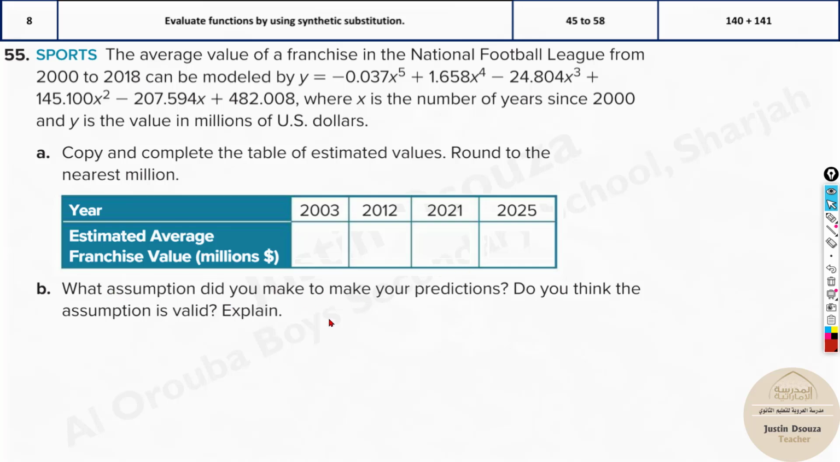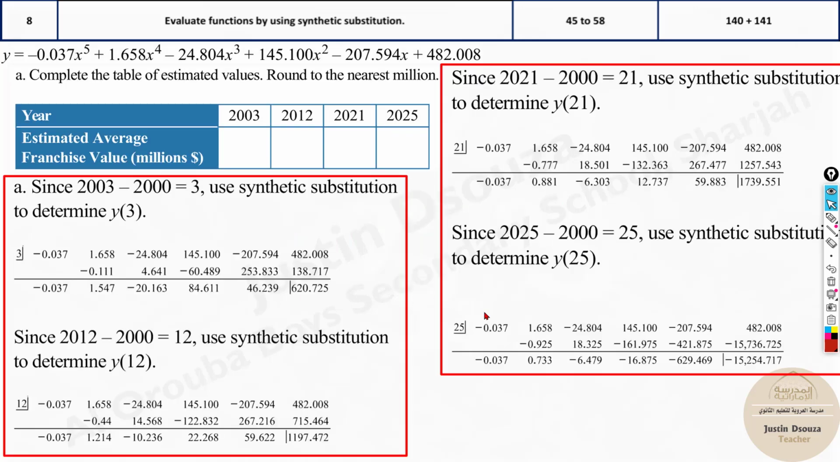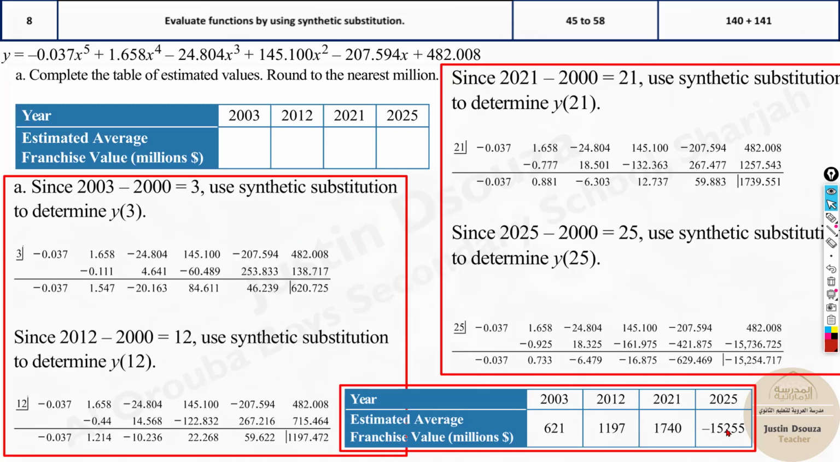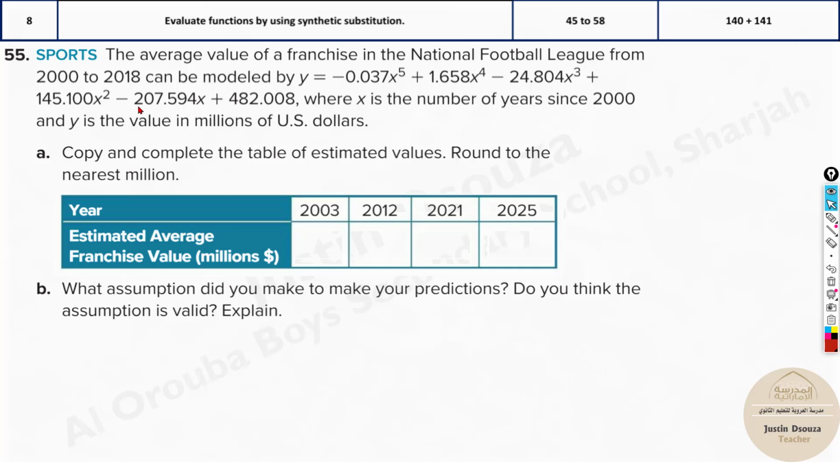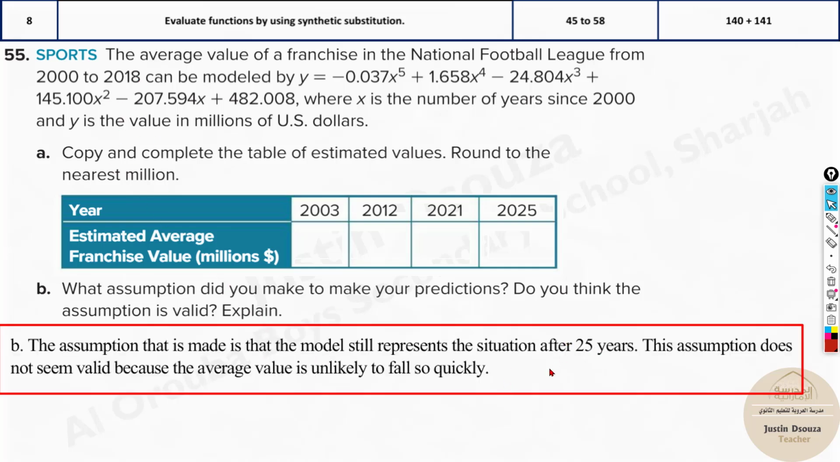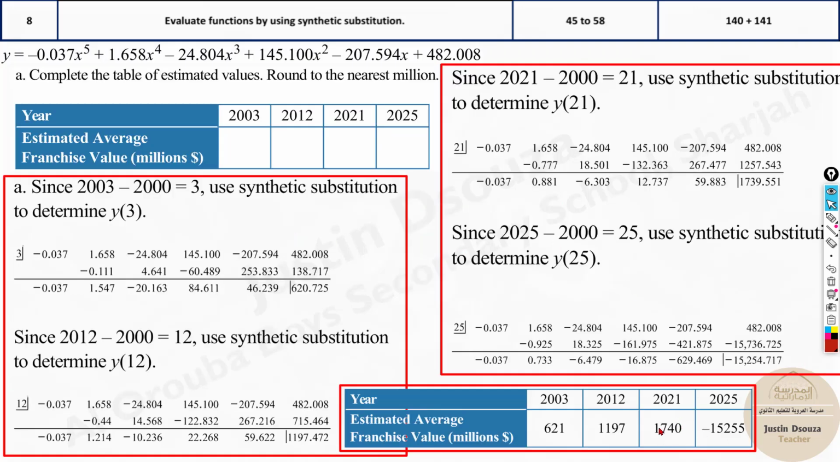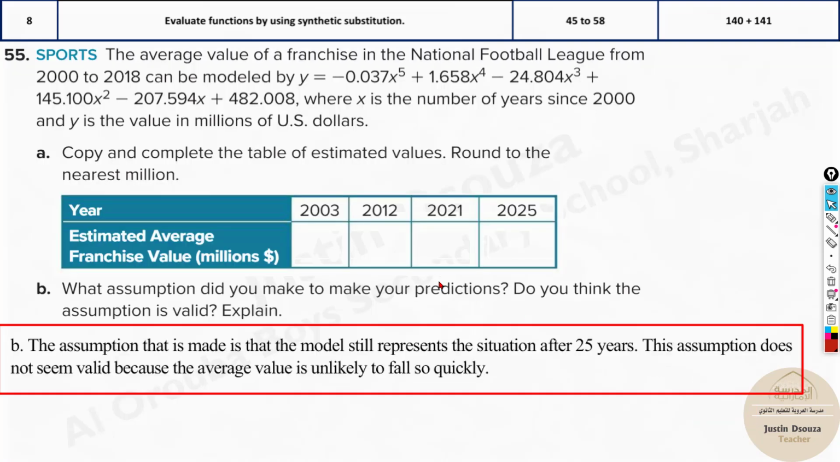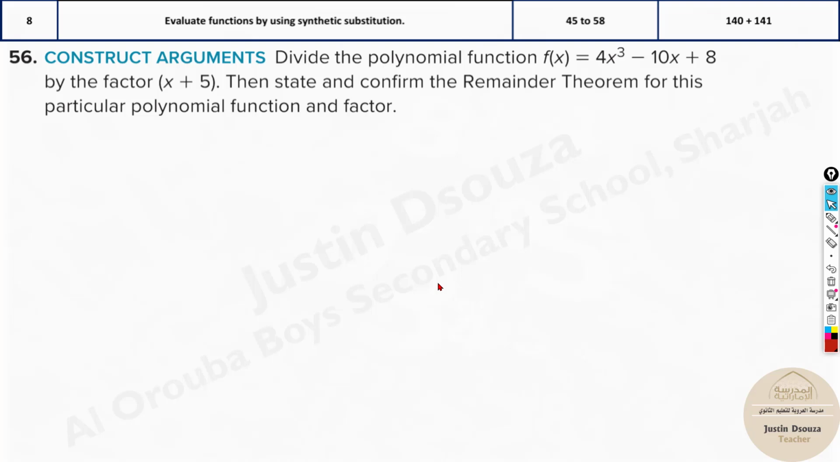So what assumptions did you make for this prediction? Do you think this assumption is valid? I don't think it's valid, because I'm starting to get negative numbers. And one more thing is, the assumption was only till 2018, so it is beyond its time, and 25 years is very far. The assumption does not seem to be valid, because it's not going to fall so quickly. See, from 1,740 million to negative 15 doesn't make sense. So that's the answer over here.